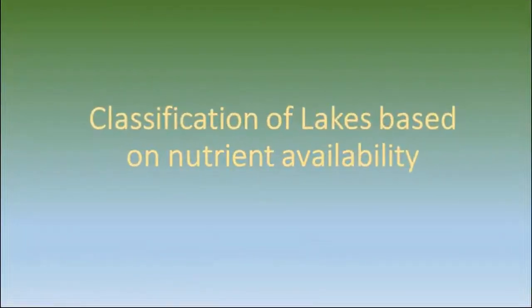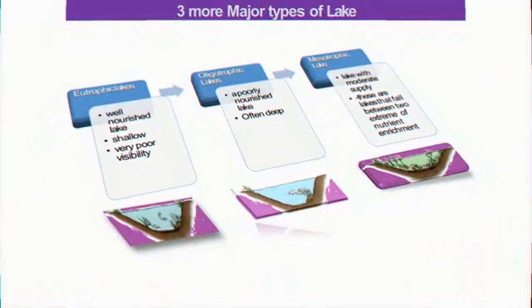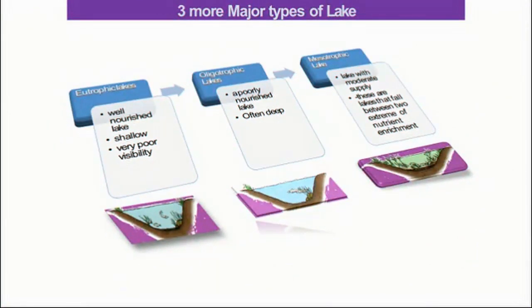Now we have a classification of lakes based on nutrient availability. Many times we can classify lakes on the basis of the availability of nutrients. The first one is called eutrophic lakes. Eutrophic lakes are well nourished lakes. They are comparatively shallow and have very poor visibility because they are full of planktons and other organic substances.